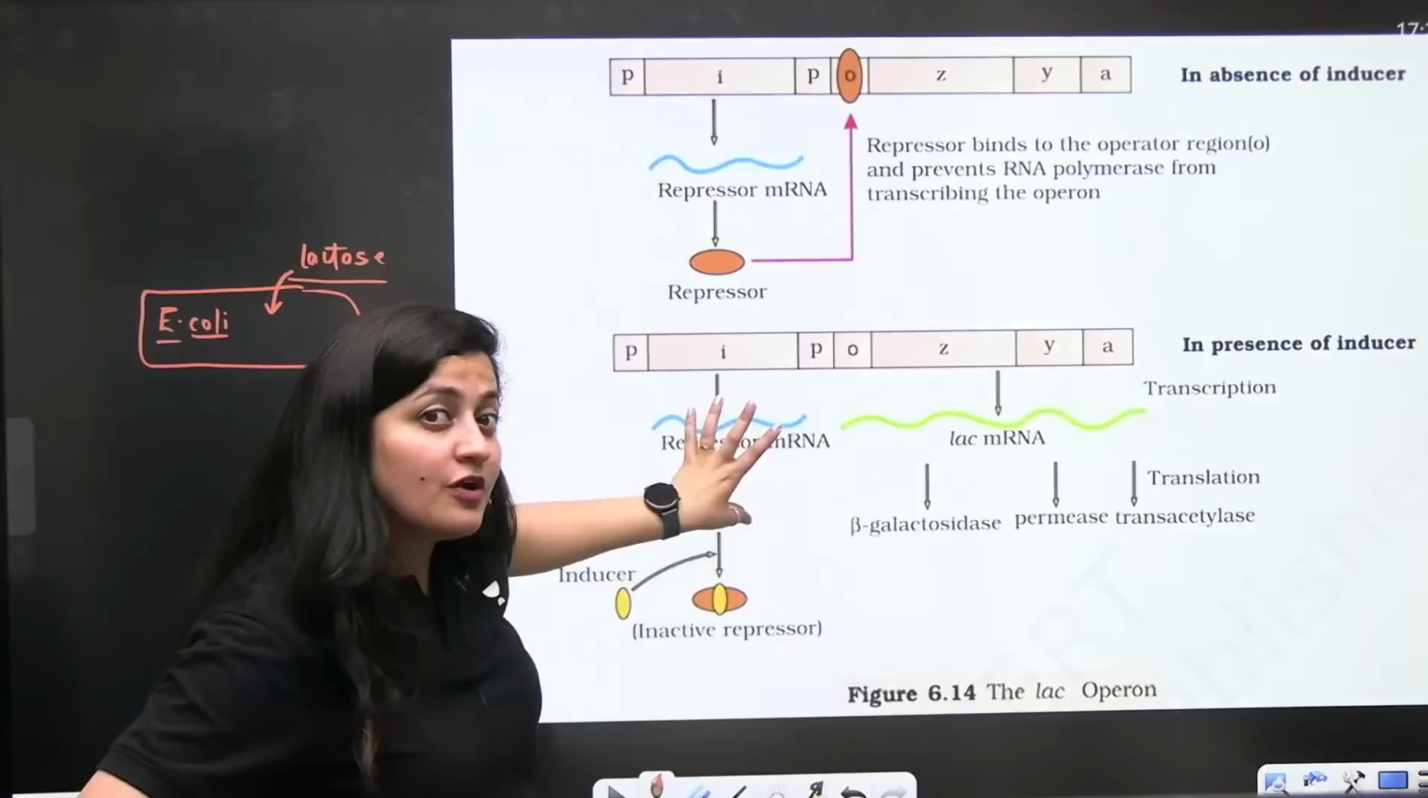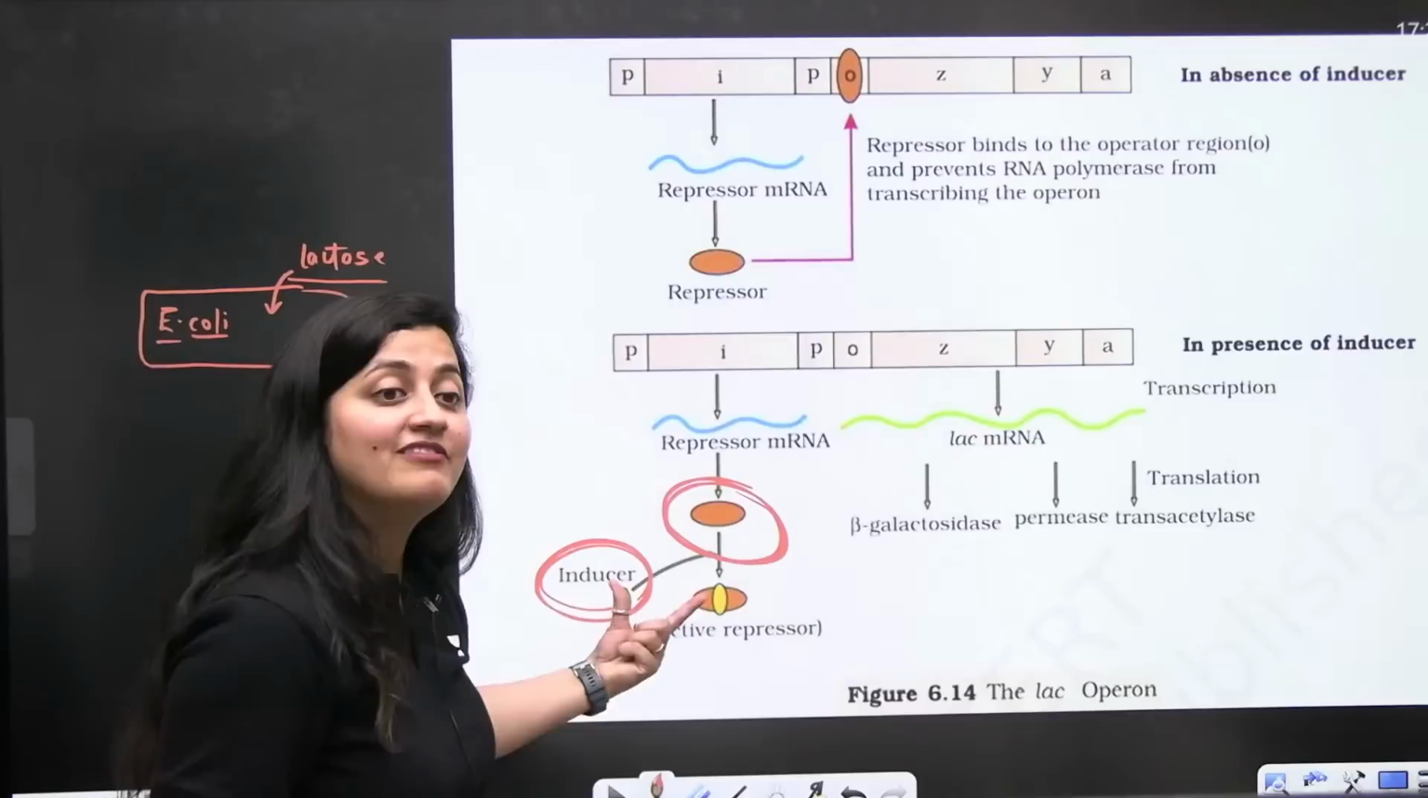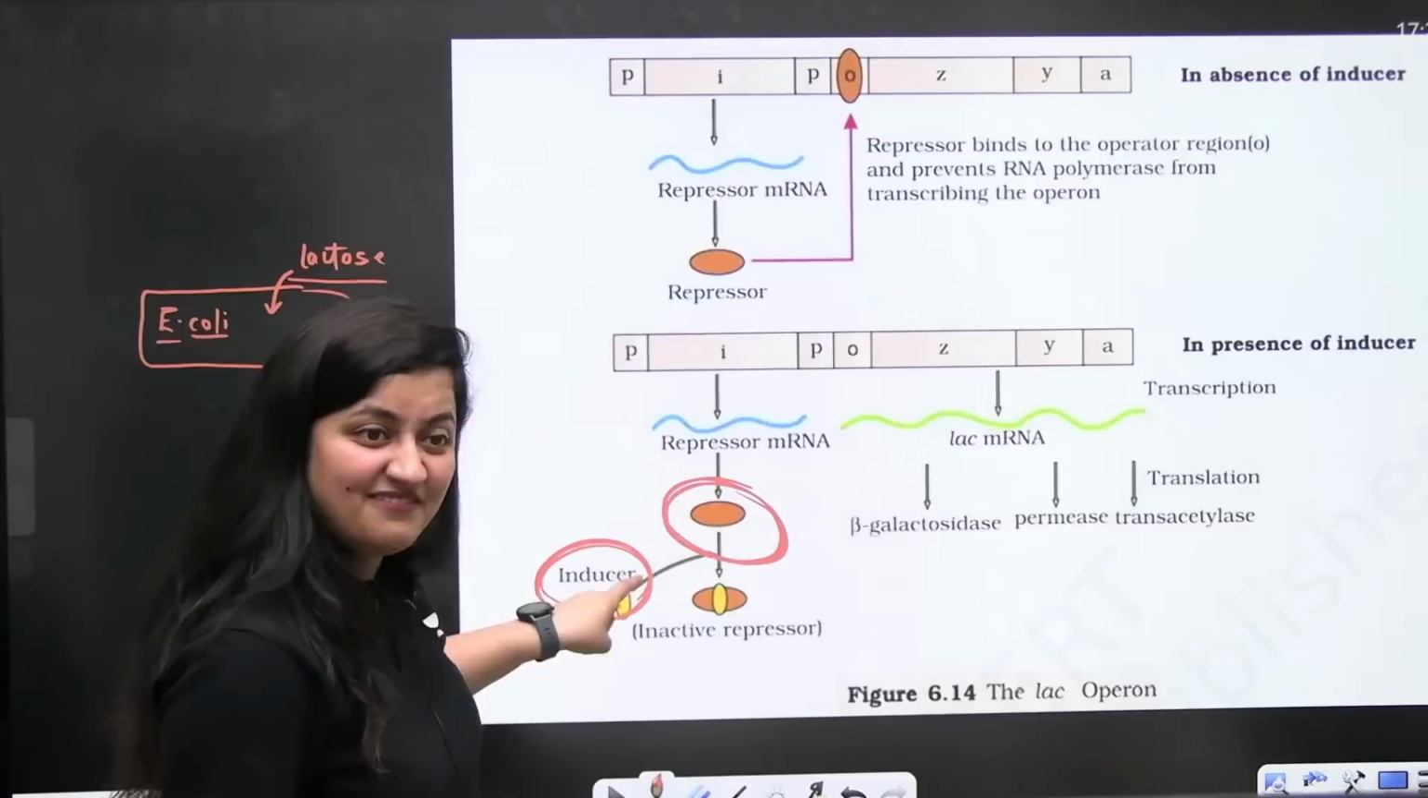We don't want this repressor to bind to the operator. So we are going to lure him. We'll say, see, repressor, brother, don't bind to the operator. I'll give you one more interesting thing: you please bind to this inducer. This inducer is more attractive, better than this operator. Leave the operator, you just go for the inducer.